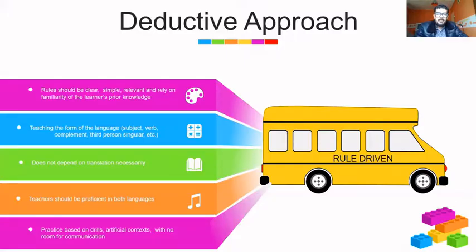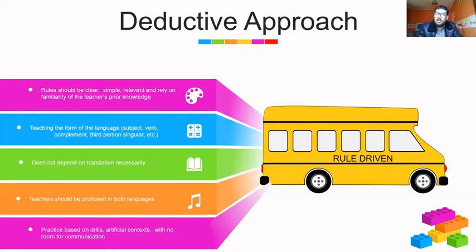Okay. So first, we're going to start with the deductive approach. The deductive approach is the one that you probably were taught at your school, and it's probably the one that is still being taught today. So in the deductive approach, what does deductive mean? Deductive means that from a general rule, you go into the specific. So you're given a rule, and therefore all the examples should follow that rule.